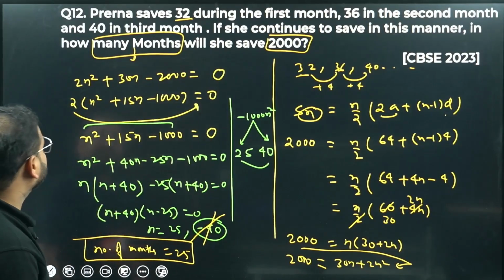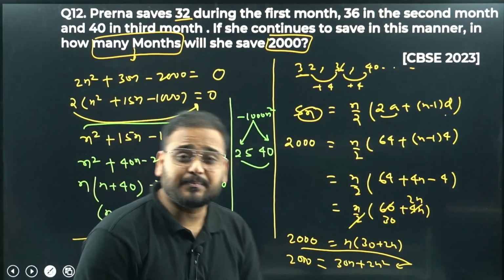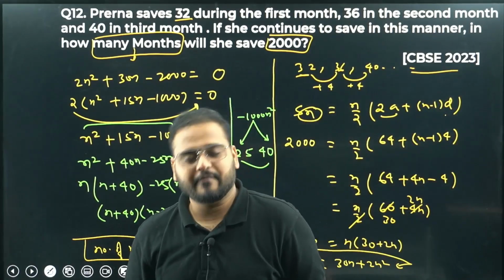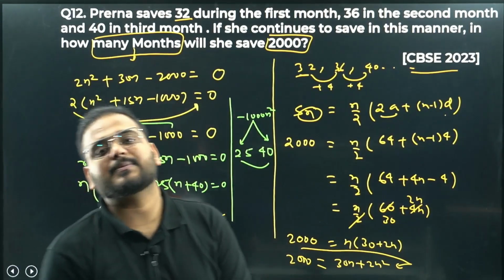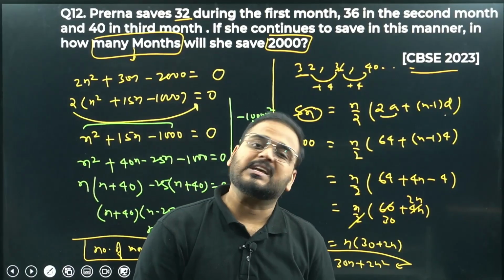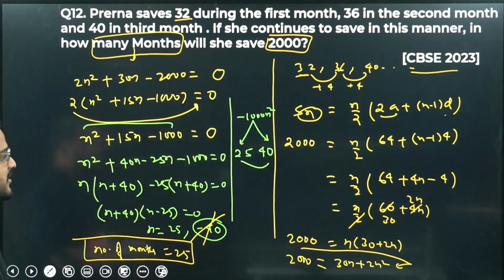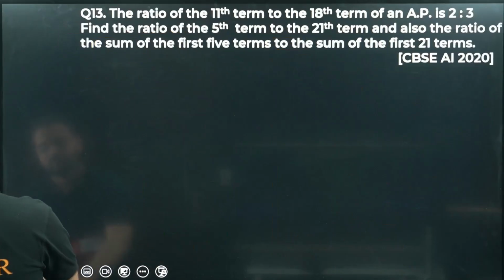Okay, chaliye, good question. It's a CBSE paper 2023. It's a PYQ again, a very good question. So similar kind of question can be expected this year also. Chaliye. So question number 12 is done, sir. I hope this is clear for you. Moving on to question number 13.